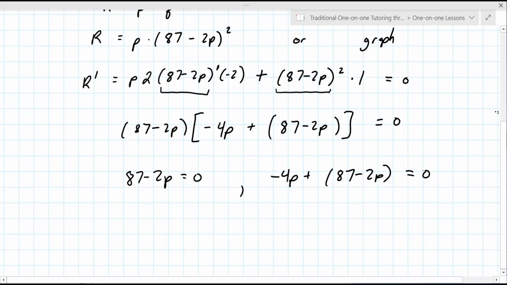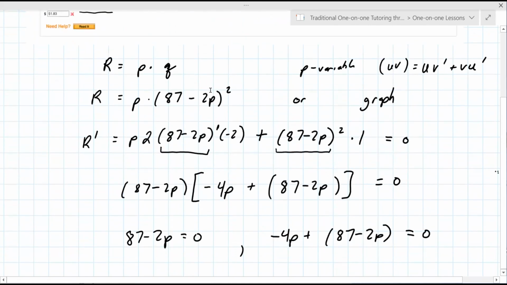Is there anything I've done that is not clear? Because we should look at it again if it's not. No, I understand what you're doing. For the last part, when you said -4P plus 87 minus 2P, can you combine the -4 and the 2, or not yet because it's still in parentheses? You can drop the parentheses because there's a plus here.